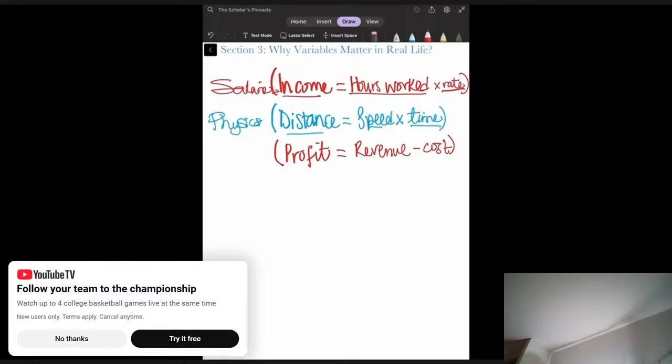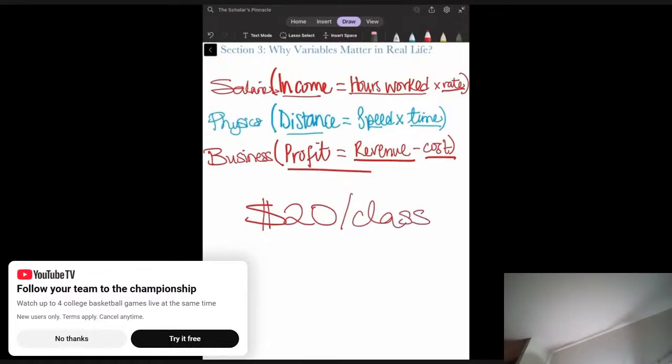Next, business. In order for you to know how much profit you made, you calculate how much you made versus the cost, and that gives you a profit. Another real life example is if a gym charges, let's say, $20 per class. You can write the cost as 20C, where C is the number of classes, and that would tell you how much you're going to pay in total.